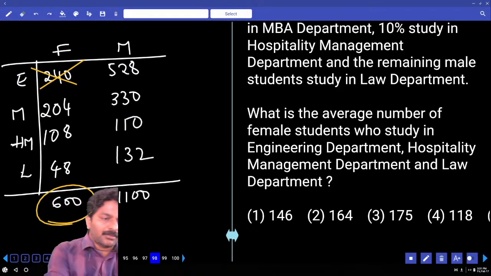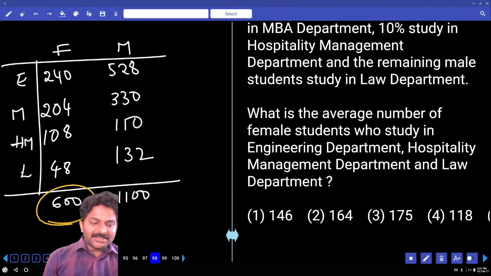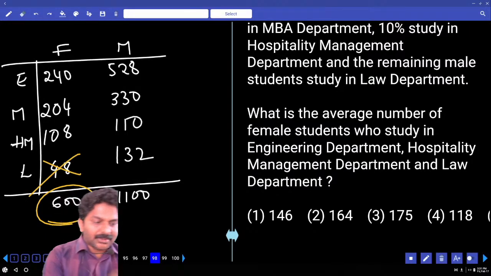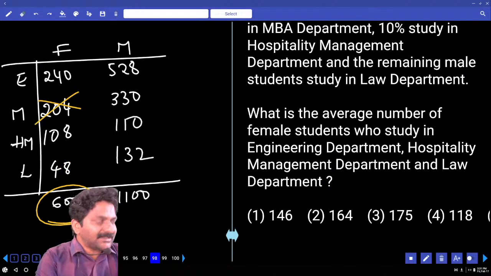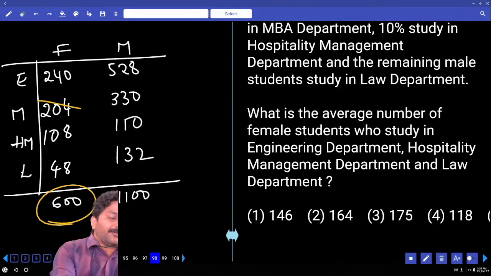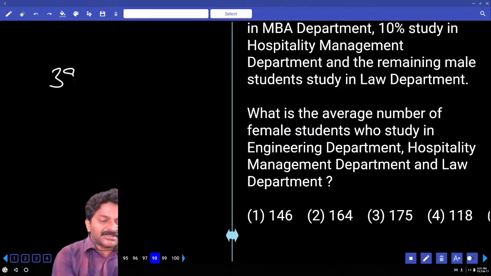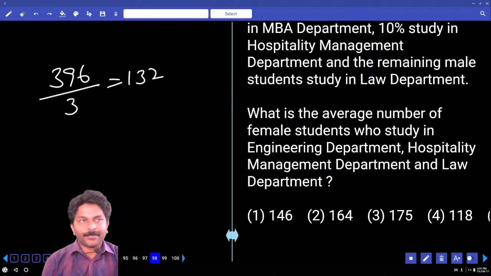Engineering, hospitality and then law. What is not required? Law is not required. Sorry, MBA is not required. 204 is not required. Yes? 400 minus 204, how much is the value? 396. Average by 3, 132. Fifth option.